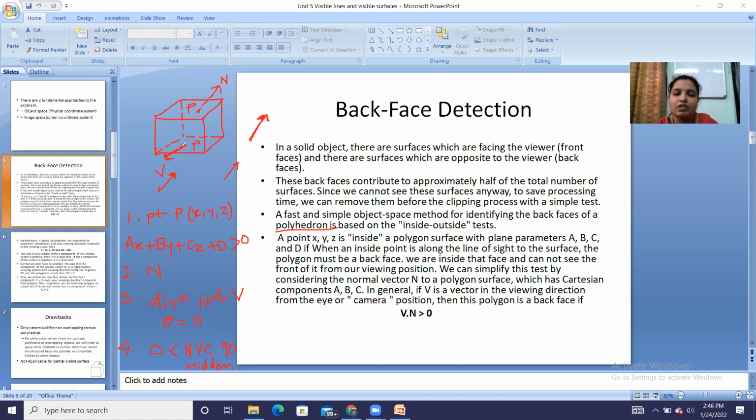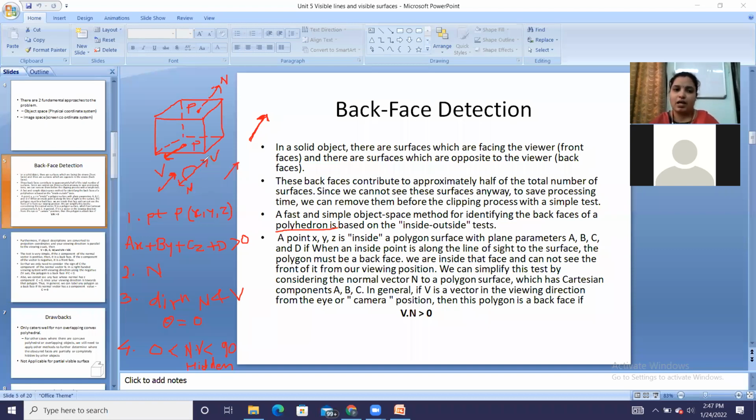So you can observe this is the normal with respect to the surface. The surface is perpendicular, which is pointing away. So here it is pointing towards the viewer. Now what is their direction? This is the direction of the normal and this is the direction of the viewer. So both are opposite to each other. Now what is the angle between these two? The angle between these two is 180 degree. They are on the same line, but the direction is opposite to each other.